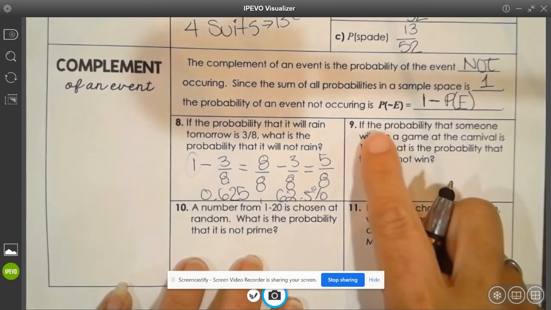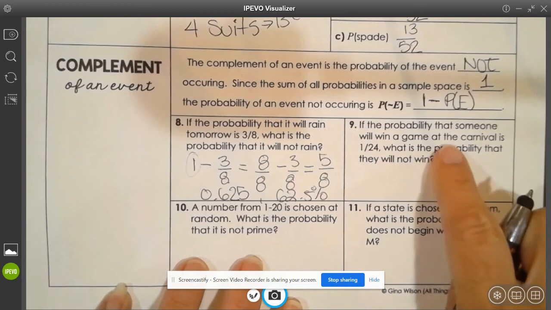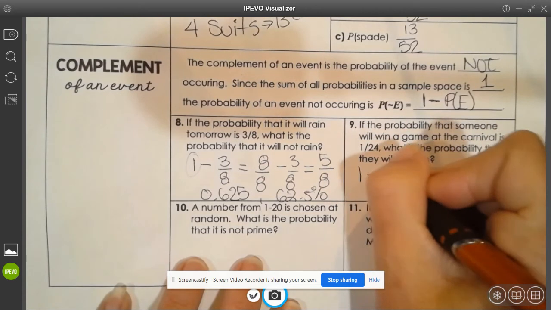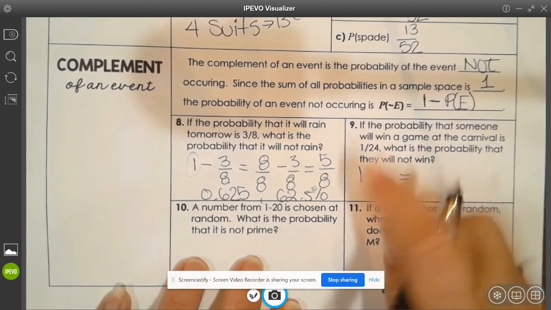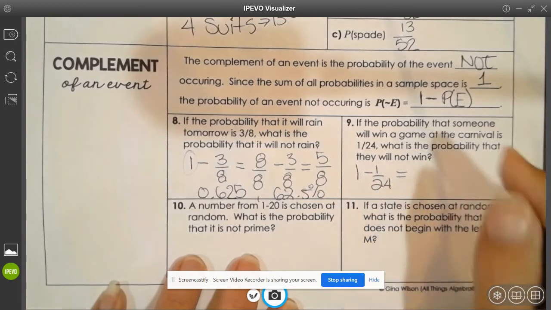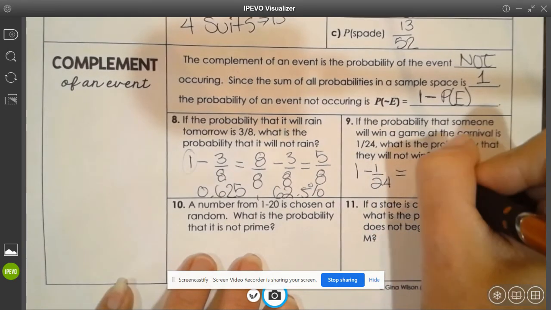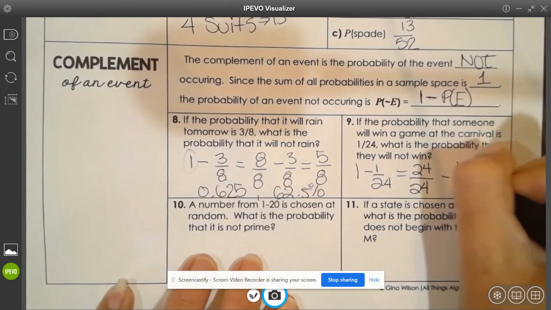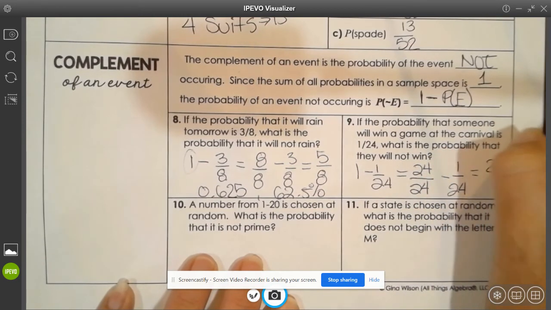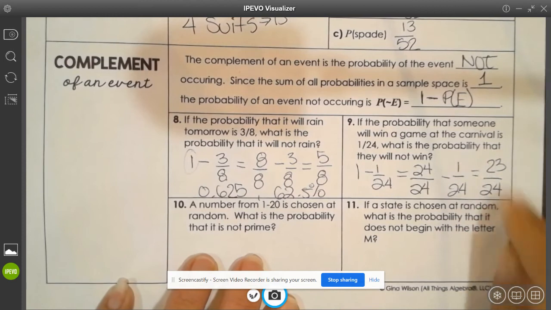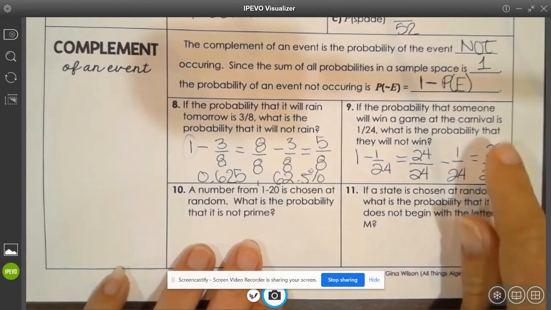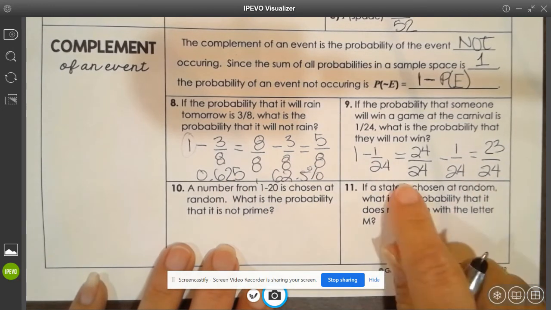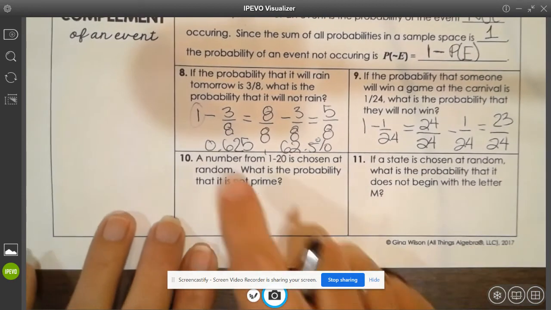All right, next one. If the probability that someone will win a game at the carnival is 1 over 24, what is the probability that they would not win? Well, same thing, 1 minus 1 over 24. Well, how do we get this to a fraction? We use this denominator because remember, we have to have a common denominator. So that's 24 over 24, which is 1, minus 1 over 24. That is 23 over 24. I'm not going to switch this into a decimal, but you just divide 23 by 24, you get a decimal, and then you multiply by 100, and so on.